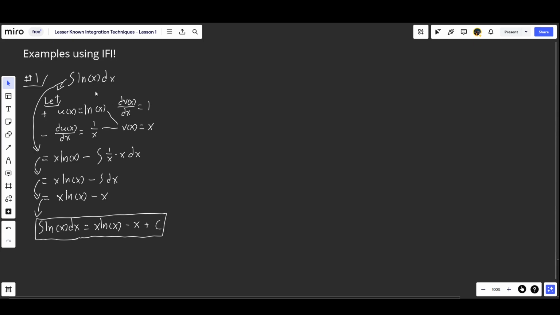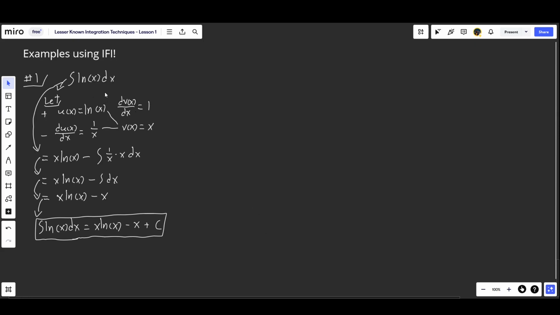And at this point, integration by parts tells us that this indefinite integral will be equal to natural log of x times x, minus the integral of 1 over x times x with respect to x. Multiplying these two together and integrating 1 with respect to x, which is just x, we receive that the indefinite integral of natural log of x with respect to x is equal to x times natural log of x minus x plus the constant of integration c.